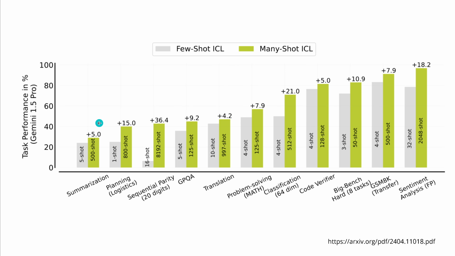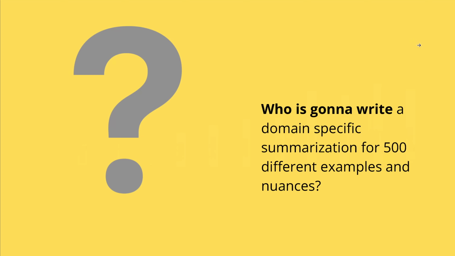Well, it depends on the domain data, but more about this later. But you see, 36% compared to 4% here is the lowest. So this is an interesting dynamical system we want to understand. And of course, you're going to ask, hey, who is going to be so crazy to write down domain-specific summarization patterns for 500 different examples on 500 nuances on one particular domain?